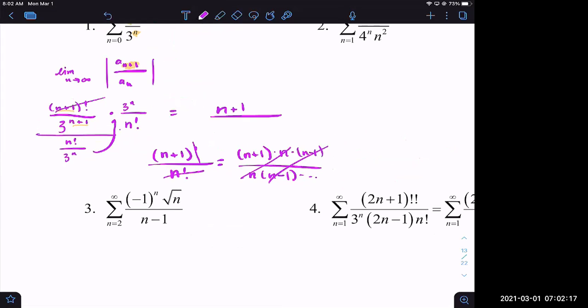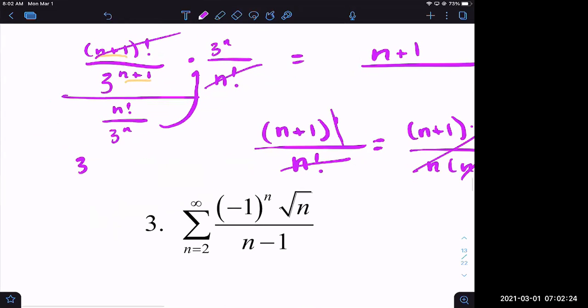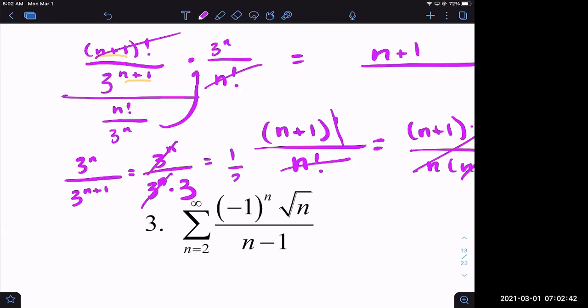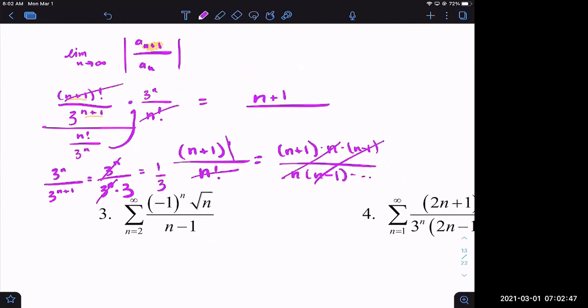Now let's think about how we can reduce the 3 to the n over 3 to the n plus 1. 3 to the n plus 1 is equivalent to 3 to the n times 3. That's the idea that if you have a sum in the exponent, you can break it up into the product of each thing to each power. So the 3 to the n cancel each other out, and it really just reduces to a 1/3. Does that make sense? The only thing we have left on the bottom is a 3.